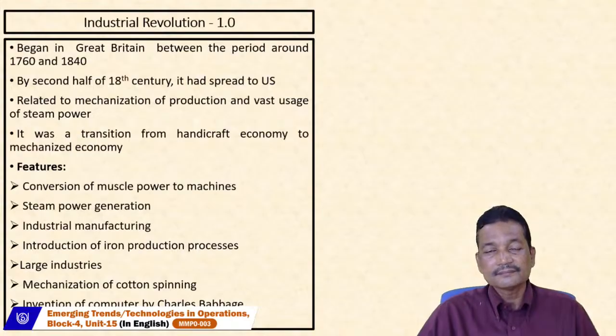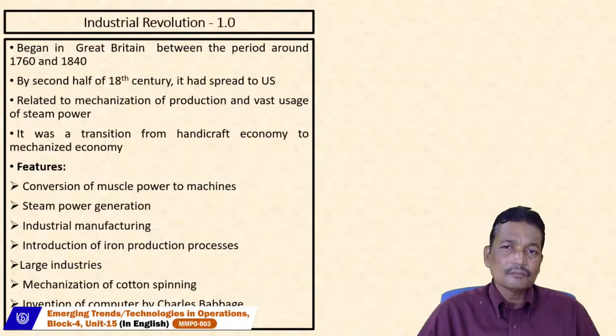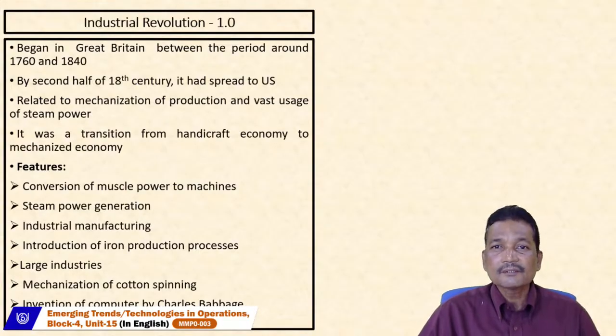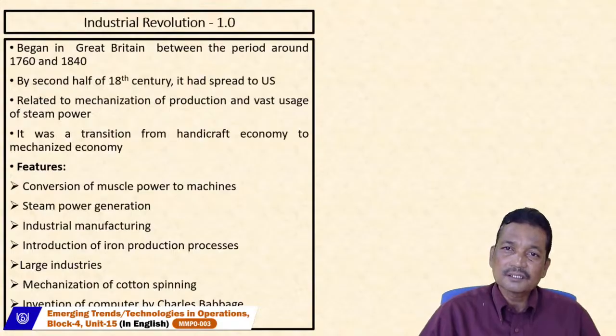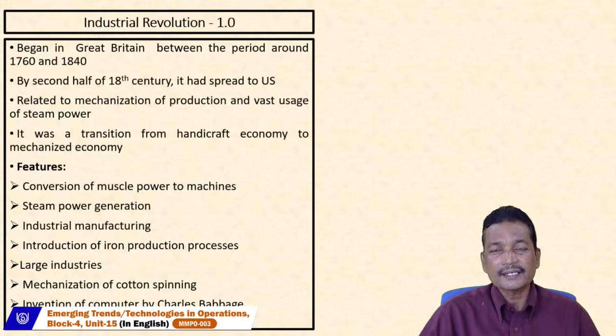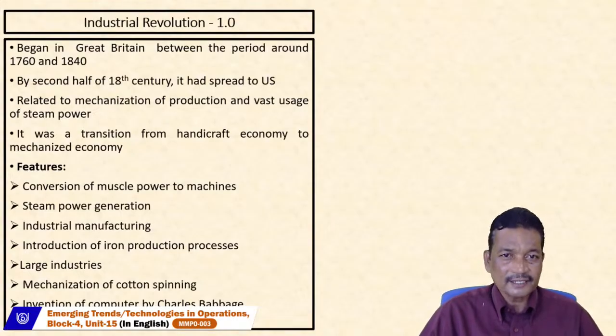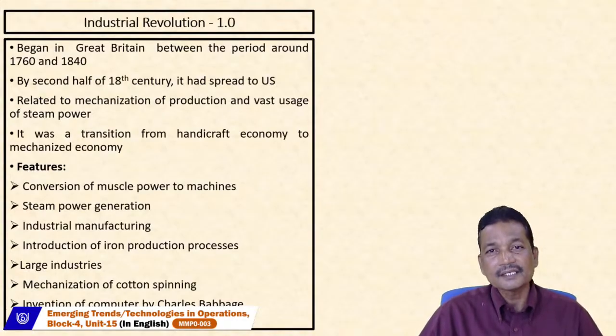If we look at earlier days, that means from the start of civilization till the mid 1800s or 1700s, production was mostly focused on handicraft items. Those who were producing those handicraft items would go for the exchange system or barter system with various kinds of agricultural products, which were predominantly there in the earlier days.